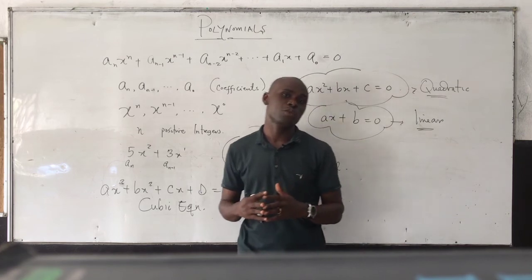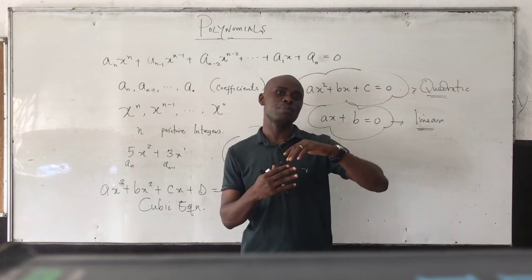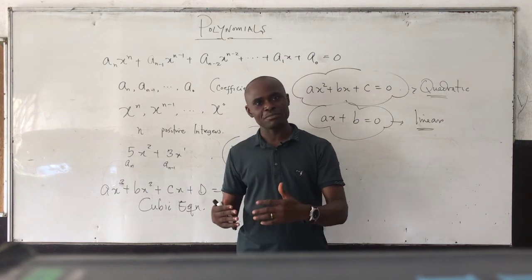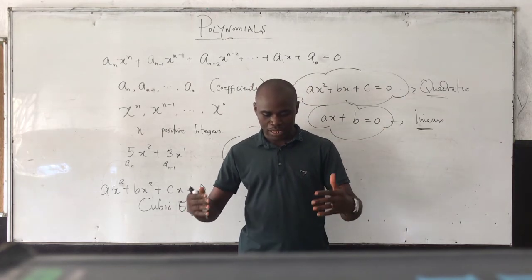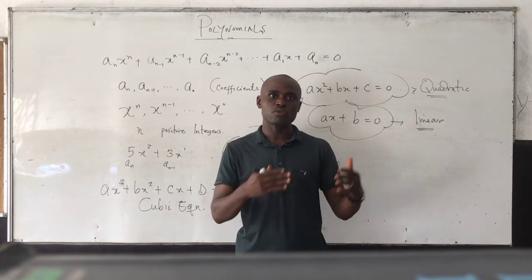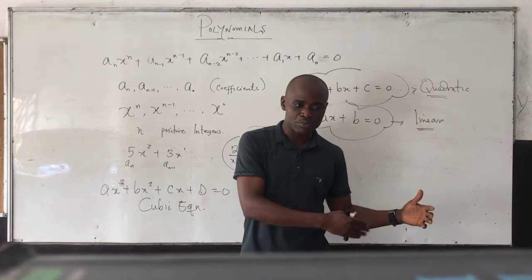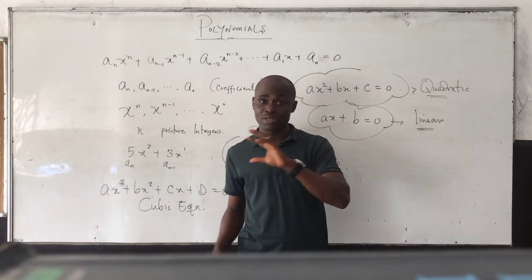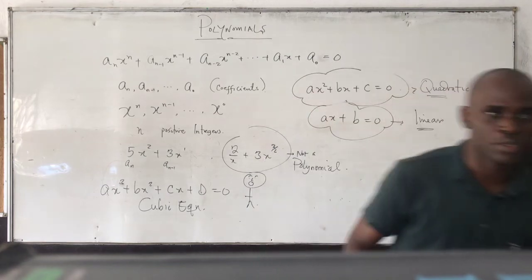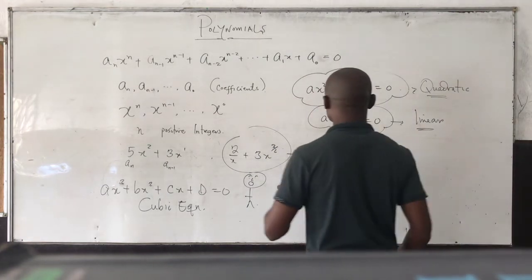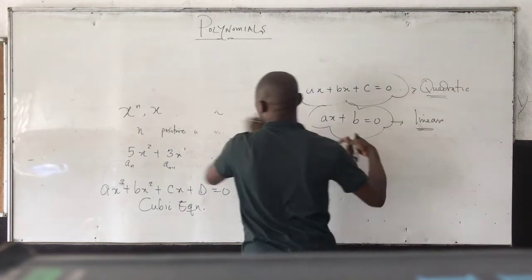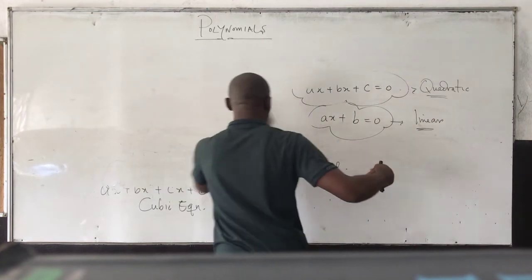So what we do in addition of polynomials is that we simply look for like terms. So we add and subtract coefficients of like terms. I will solve a simple question to show you the addition of polynomials, and in the next video we'll talk about multiplication and also addition of that. So we'll do that very fast, so we'll round up the first part of this video.